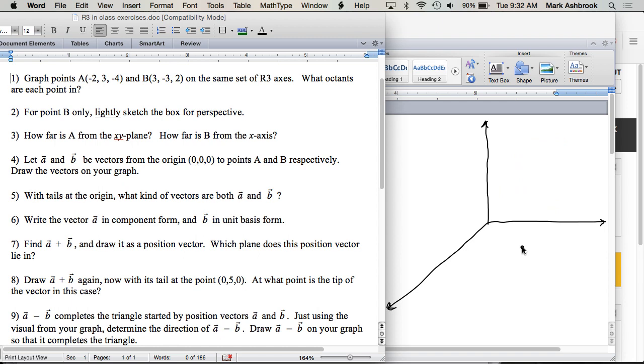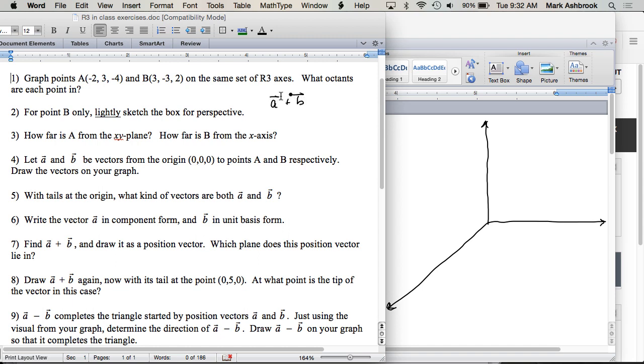How about, is there another question or two that you want me to talk about by request? What's the unit basis form of number 6? We talked about the unit basis Friday. Okay. Remember what that was? Two ways to write a vector. Yeah, two ways to write a vector. Number 8. So what is A plus B? So A plus B is.